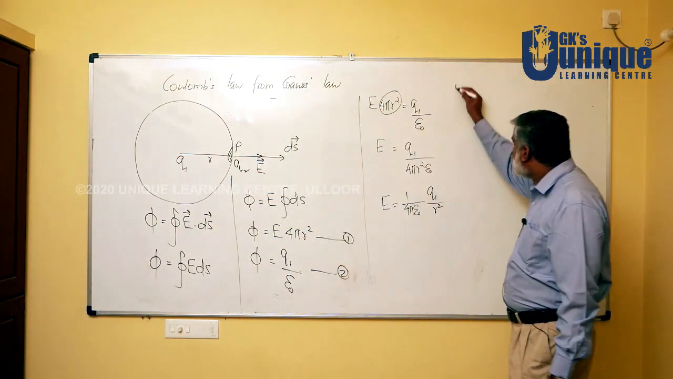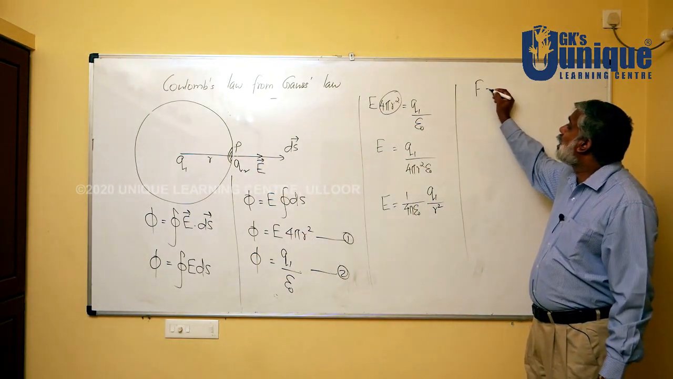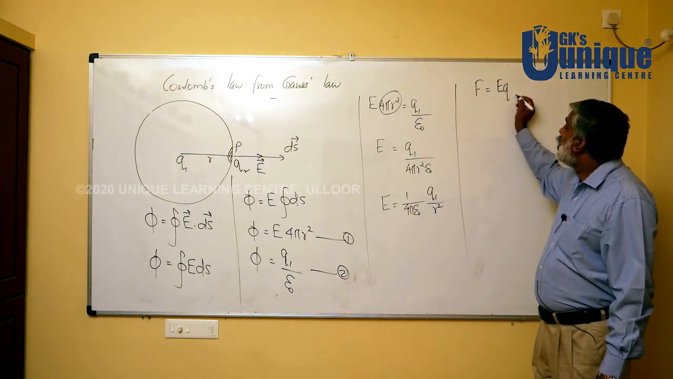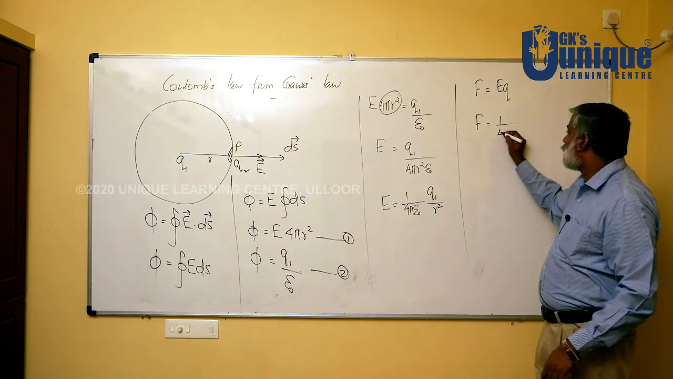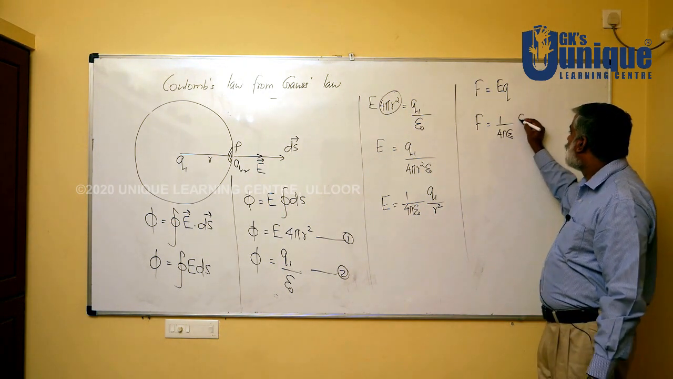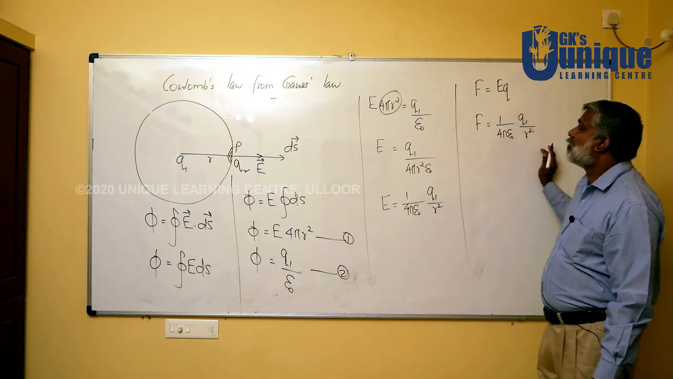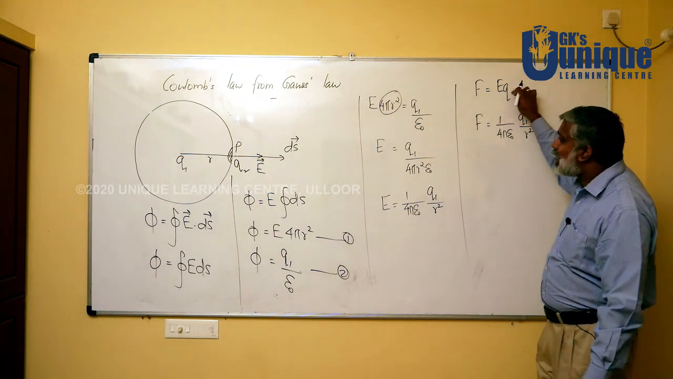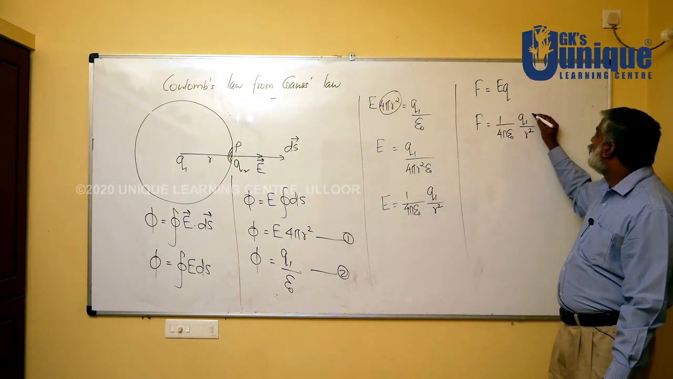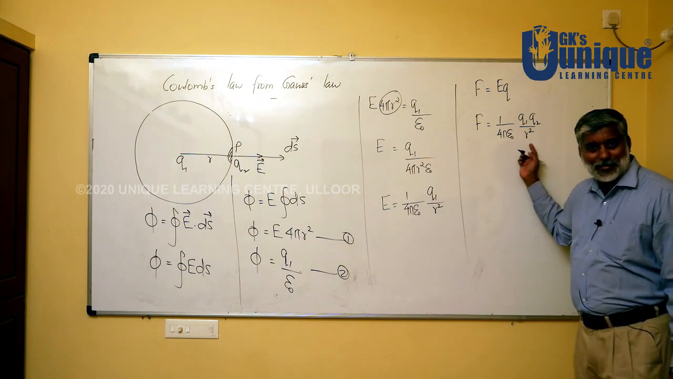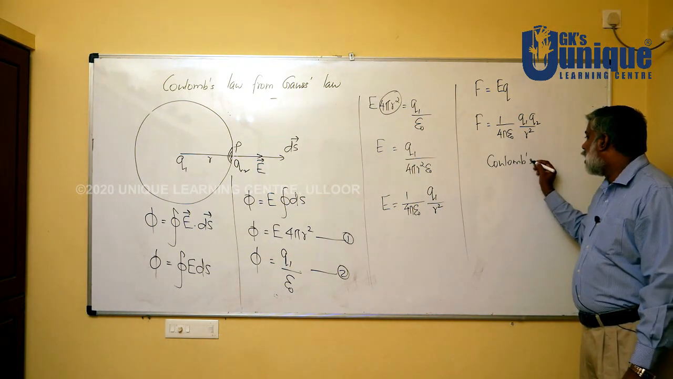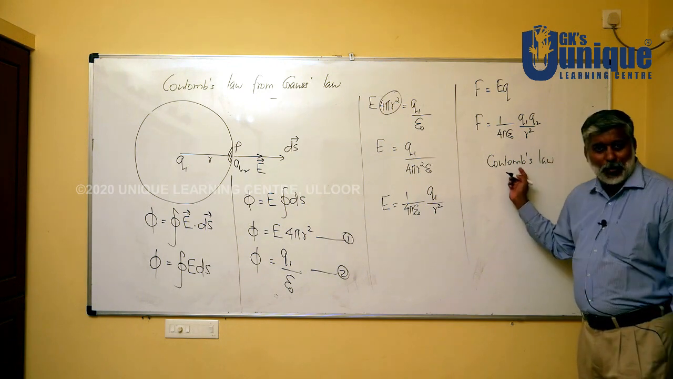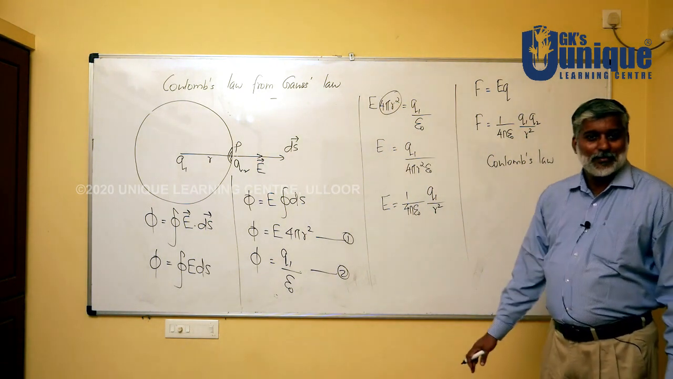So what is a force? Force, we know the general equation, EQ. Then force is equal to, what is the electric field value? 1 by 4 pi epsilon 0 Q1 by R square is the electric field. What is the charge kept there? Q2. So this is our familiar equation. It is Coulomb's law. Am I right? Thus we got what? Coulomb's law from Gauss's law. Very simple.